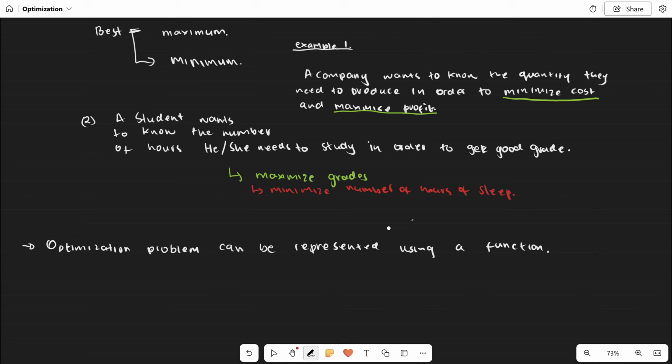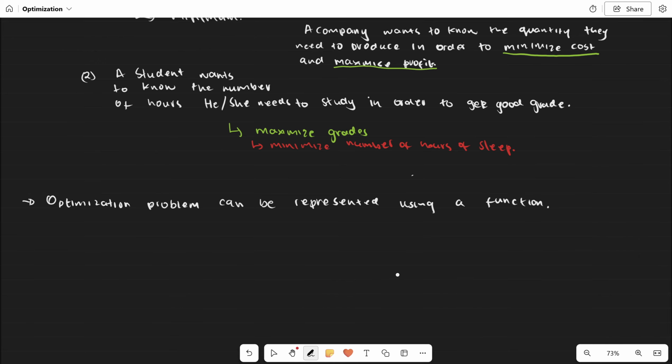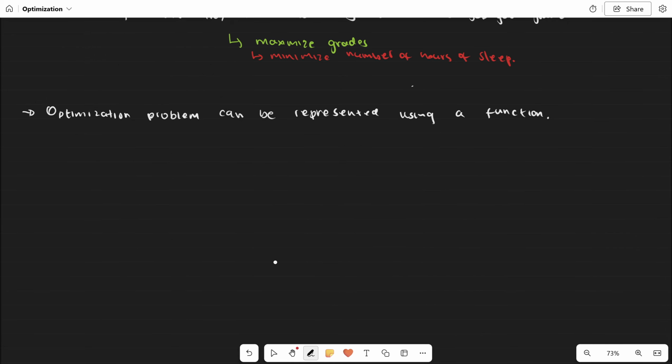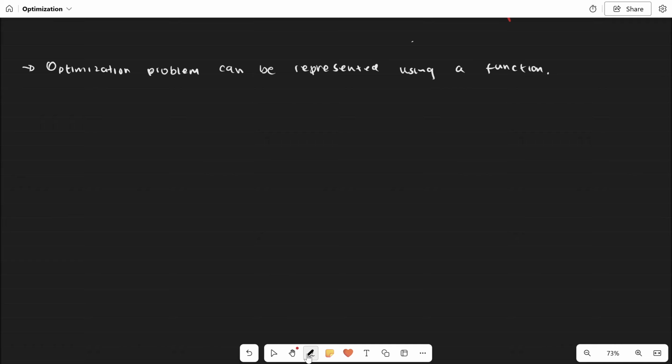We can have a profit function or we can have a cost function. So, and from that function we can see the amount that they need to produce in order to minimize and the amount they need to produce in order to maximize their profit, right? So we're going to look at an example. So let's say we have a company, right? Let me just write this.